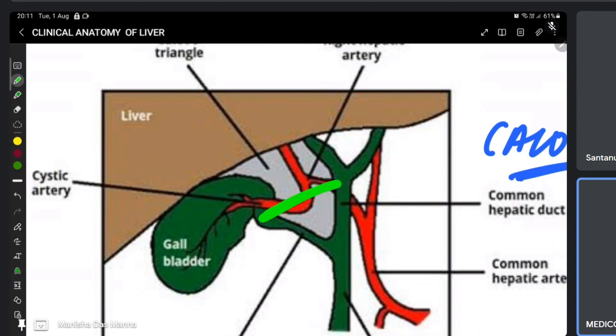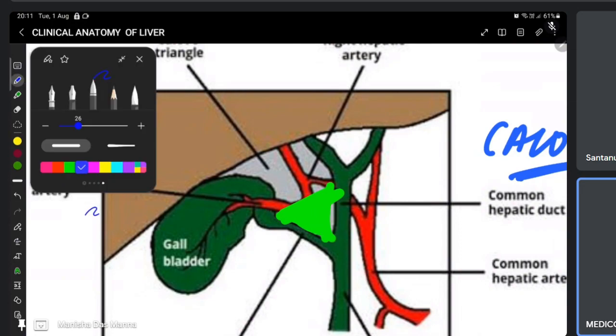It is very important. It has very surgical importance, during gallbladder surgery especially. So the recent updated module is telling us that the Calot's triangle is what? One border is cystic duct, another border is common hepatic duct, and the cystic artery. So this is the Calot's triangle.